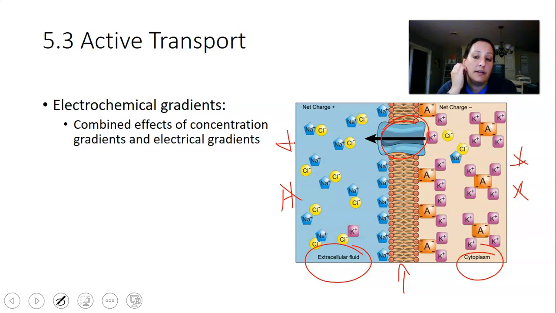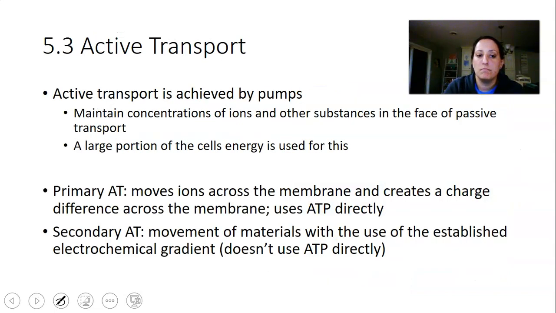Let's look at the electrical gradient. There is definitely a lot more positively charged ions on the outside than on the inside of the cell. So again, the inside, the cytoplasmic side of the membrane, tends to, in most cells, have an overall negative charge, where the extracellular fluid, the outside of the cell, has an overall positive charge. And this electrochemical gradient is established by active transporters. Okay, so let's talk about these active transporters.